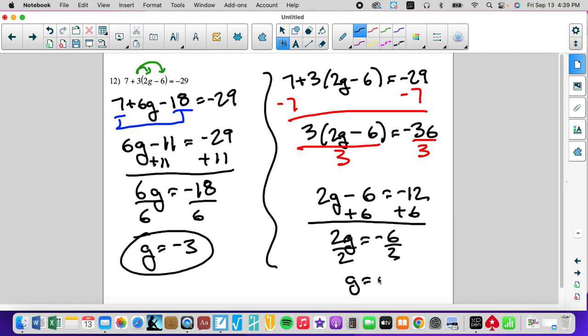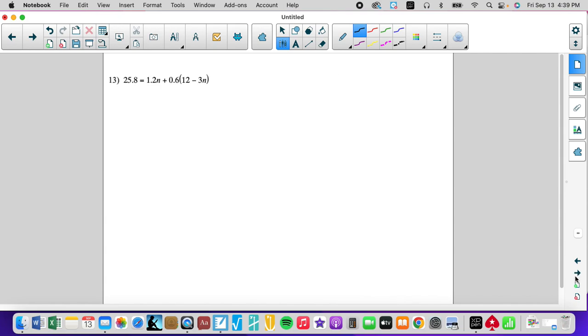G equals negative 3. That 2 kind of looks like a 3, so let's make sure that that looks like a 2. And we notice it's the same answer as the left side. However you want to do it, whatever way is easiest.